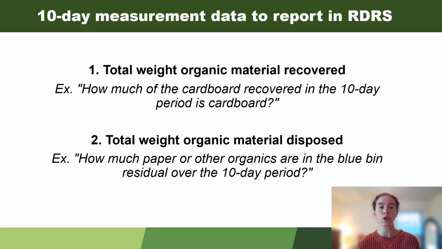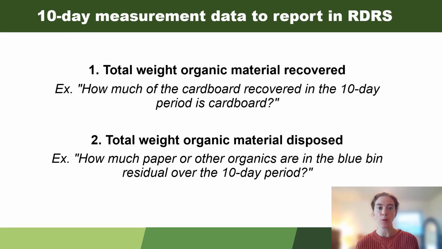The first number is the total weight of organic material recovered. Using a very simplified example, if we only produced cardboard at Trash City and that was the only organic material type recovered, the question we're really asking is how much of the cardboard recovered in the 10-day measurement period is cardboard versus incompatible material.